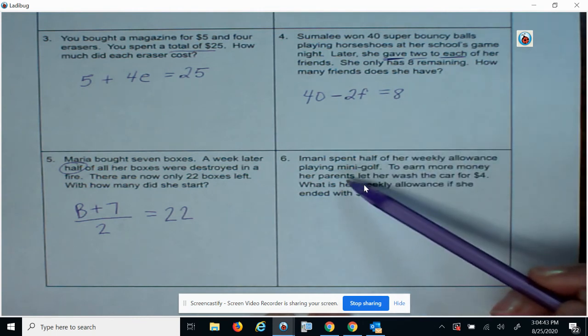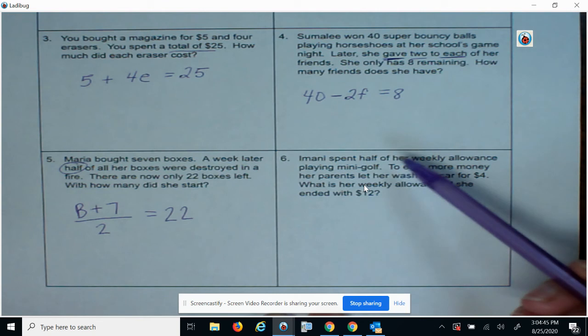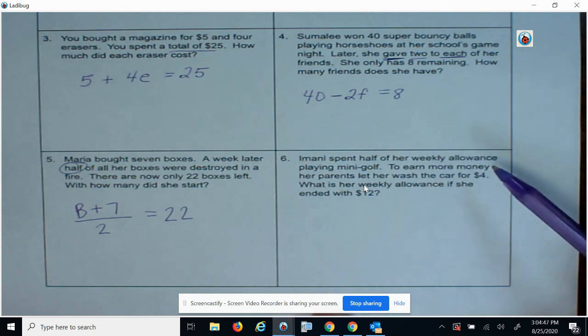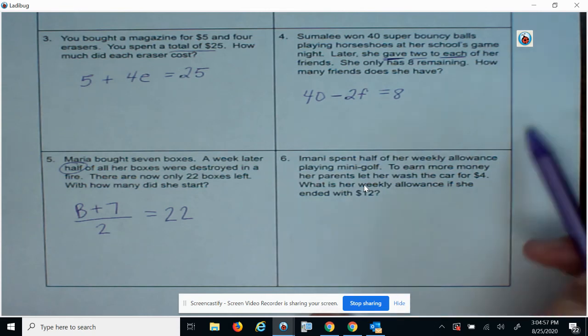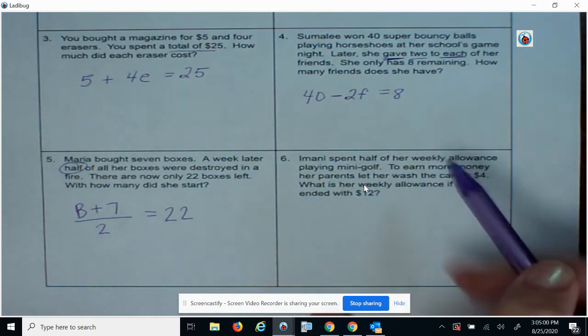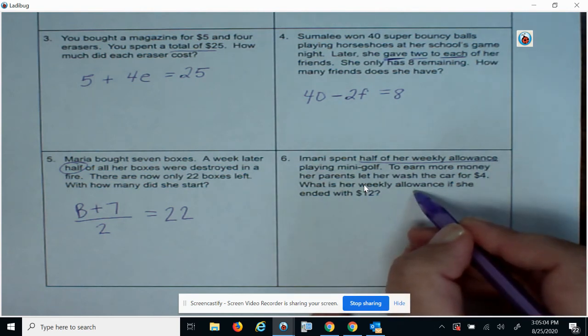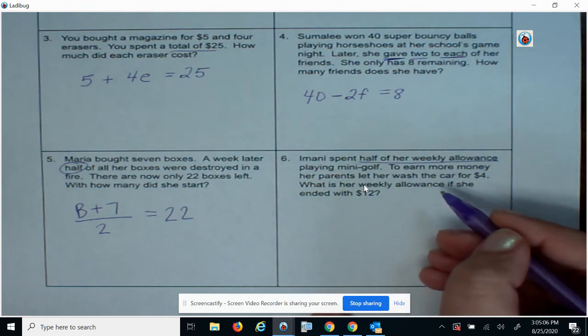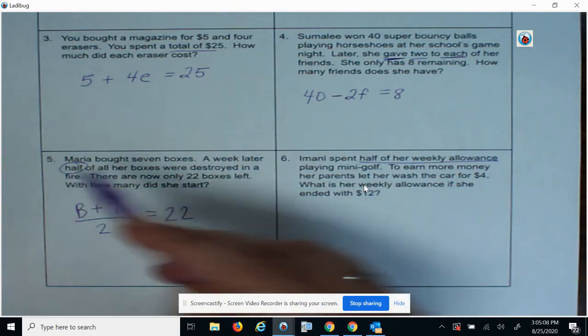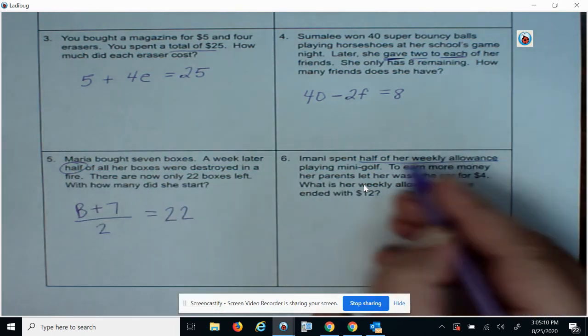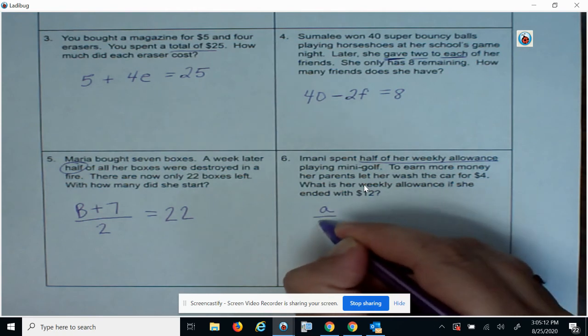Okay, last one. Imani spent half of her weekly allowance playing mini golf. To earn more money, her parents let her wash the car for $4. What is her weekly allowance if she ended with $12? Okay, she spent half her weekly allowance. We don't know what her allowance is. That's what we're trying to find, right? So half, here it meant divide by 2, right? So allowance, let's call it A, divided by 2 because it's half.